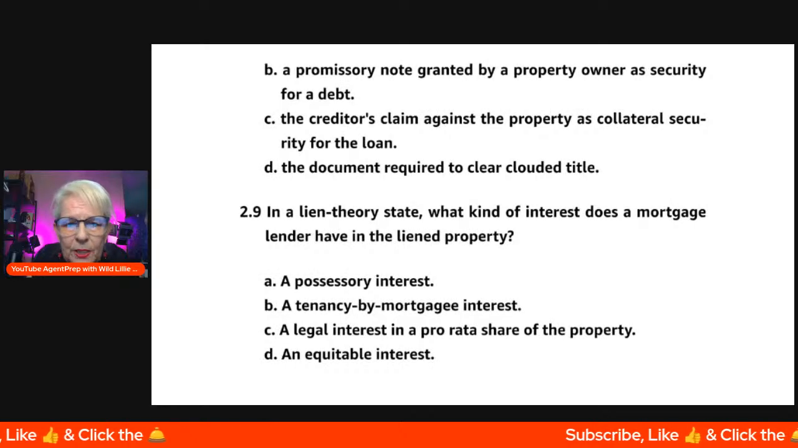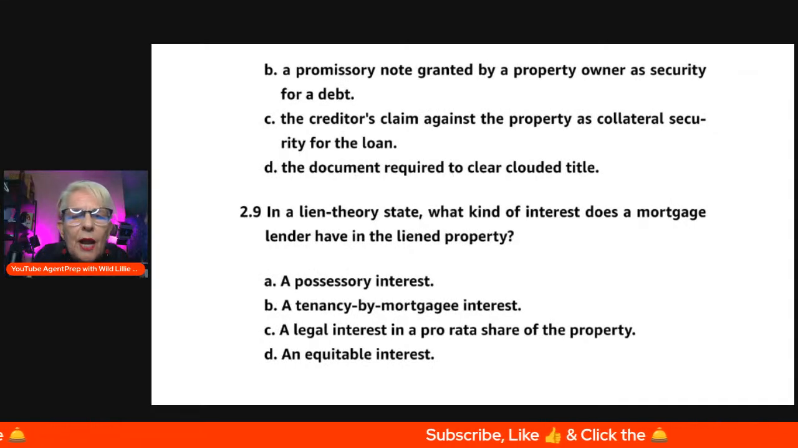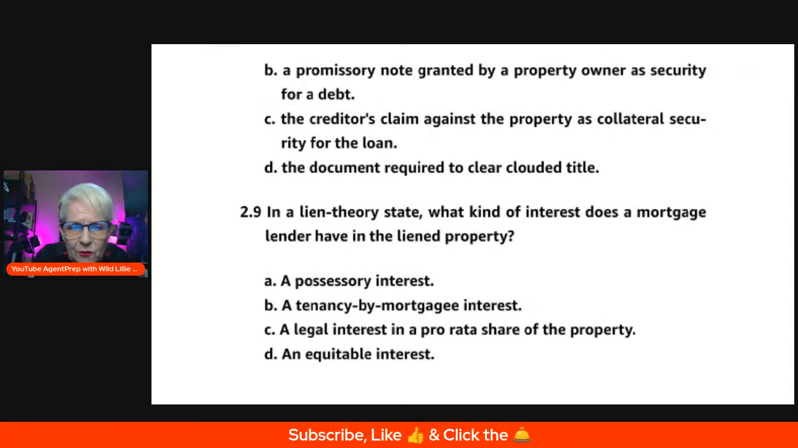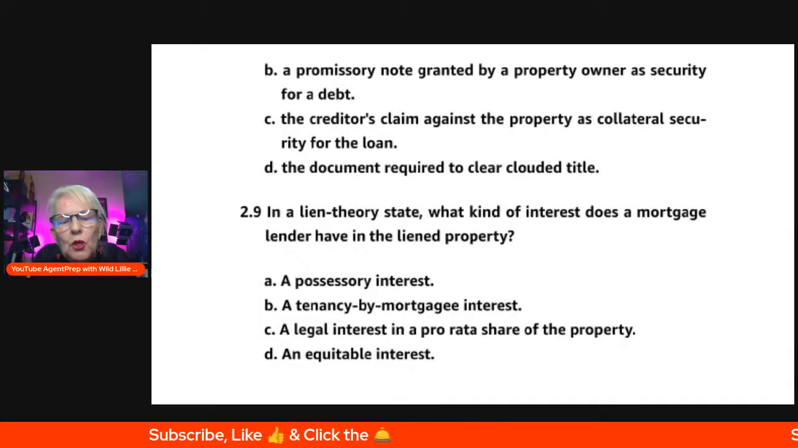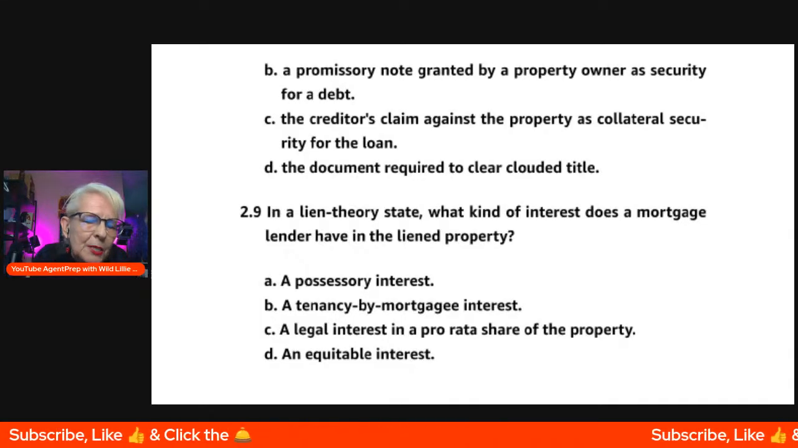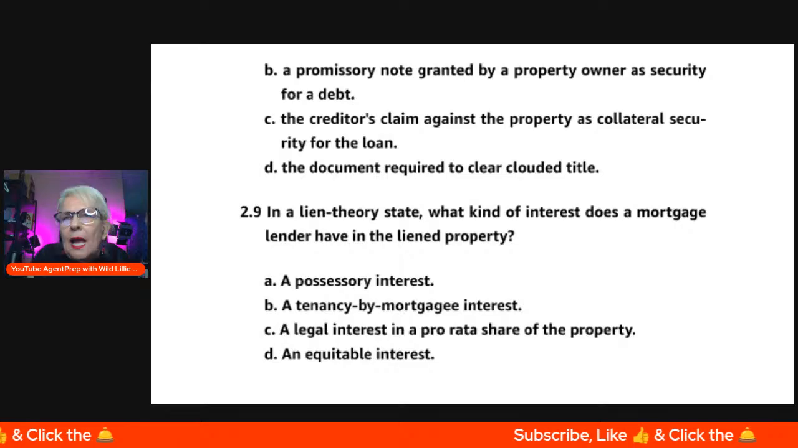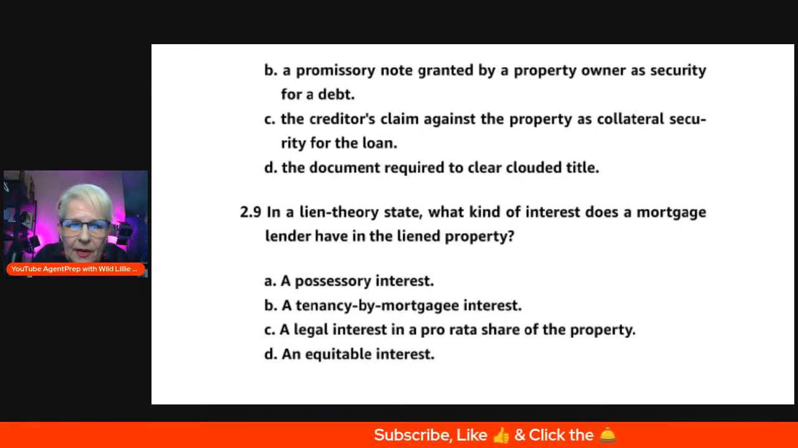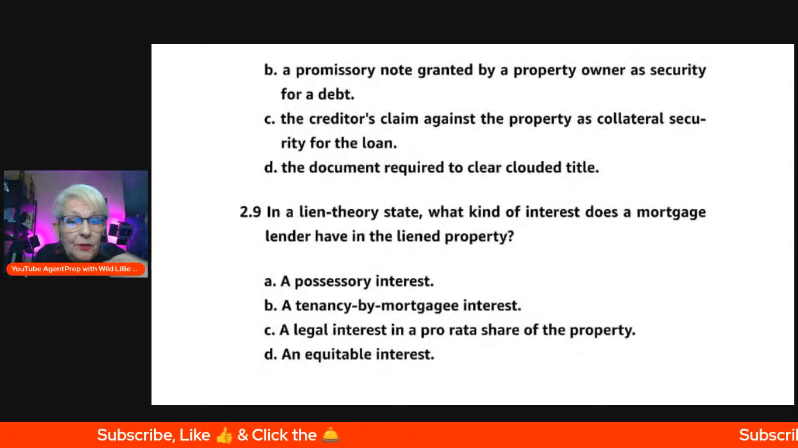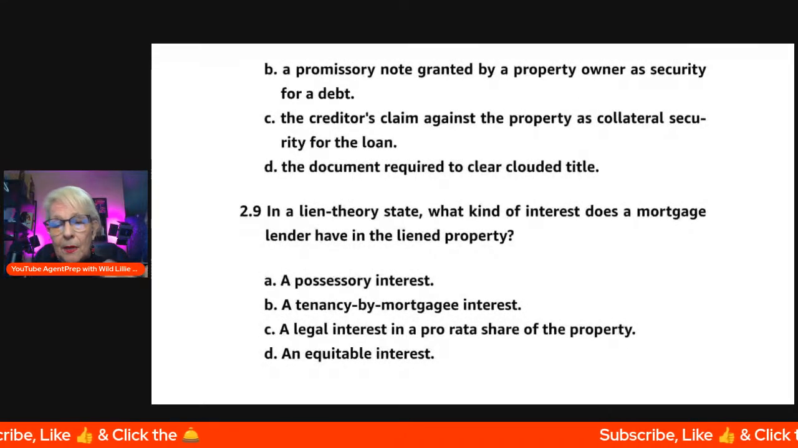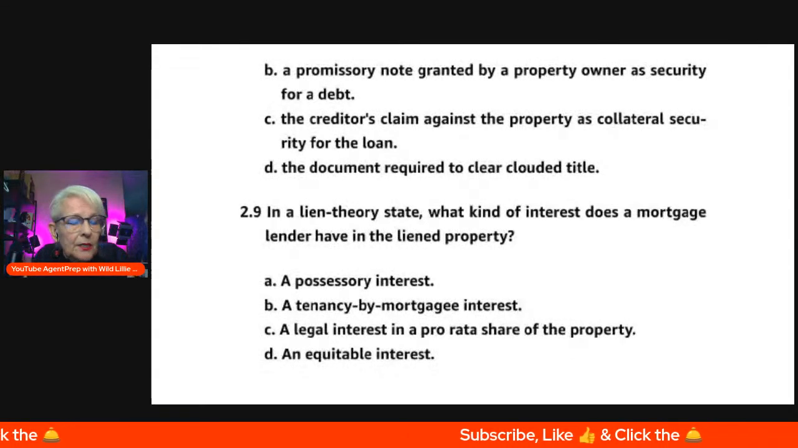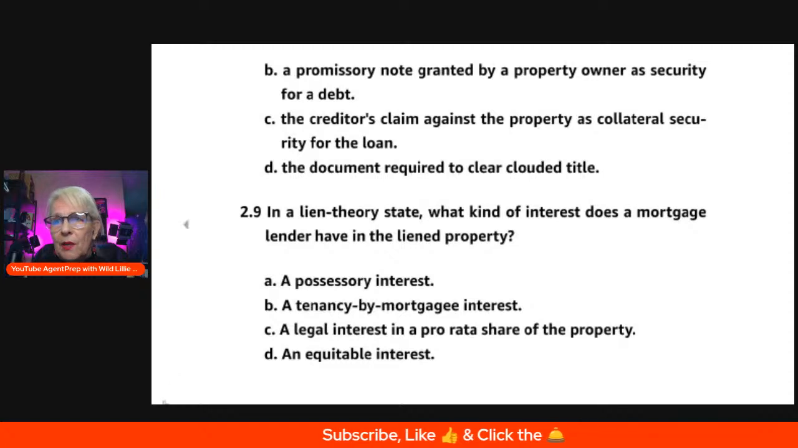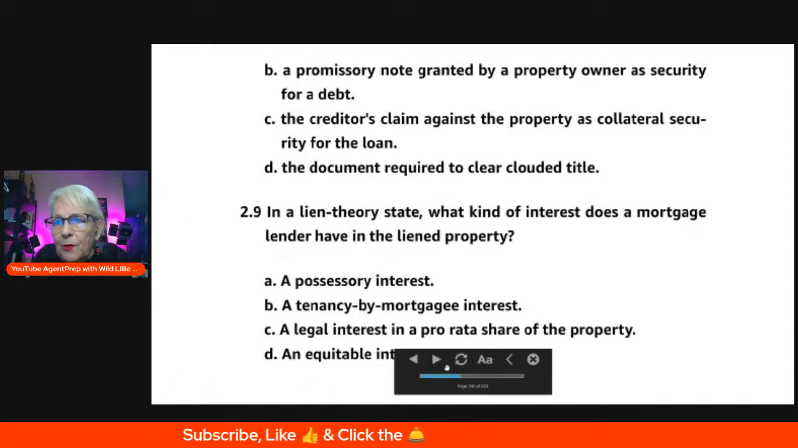I'm sorry. What kind of interest does a mortgage lender have? They have an equitable interest, okay? So look up in your vocabulary the difference between lien theory state and title state, and find out what type of state yours is, whether it's lien theory or title. It depends on who keeps the title or ownership of that property.